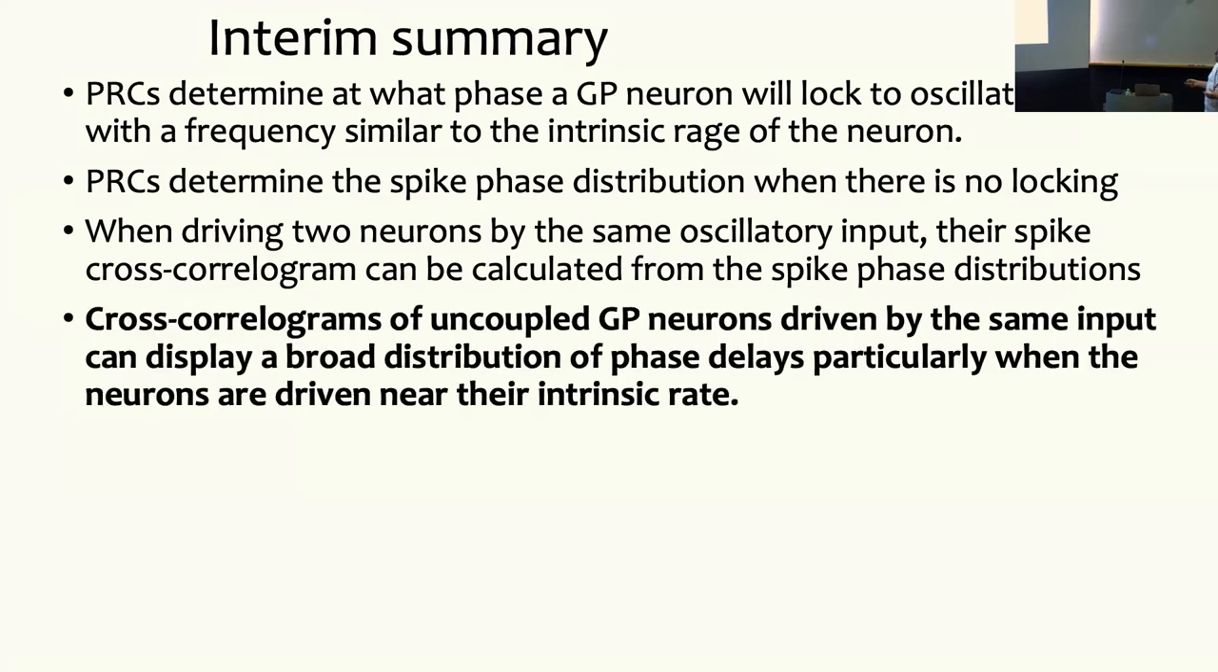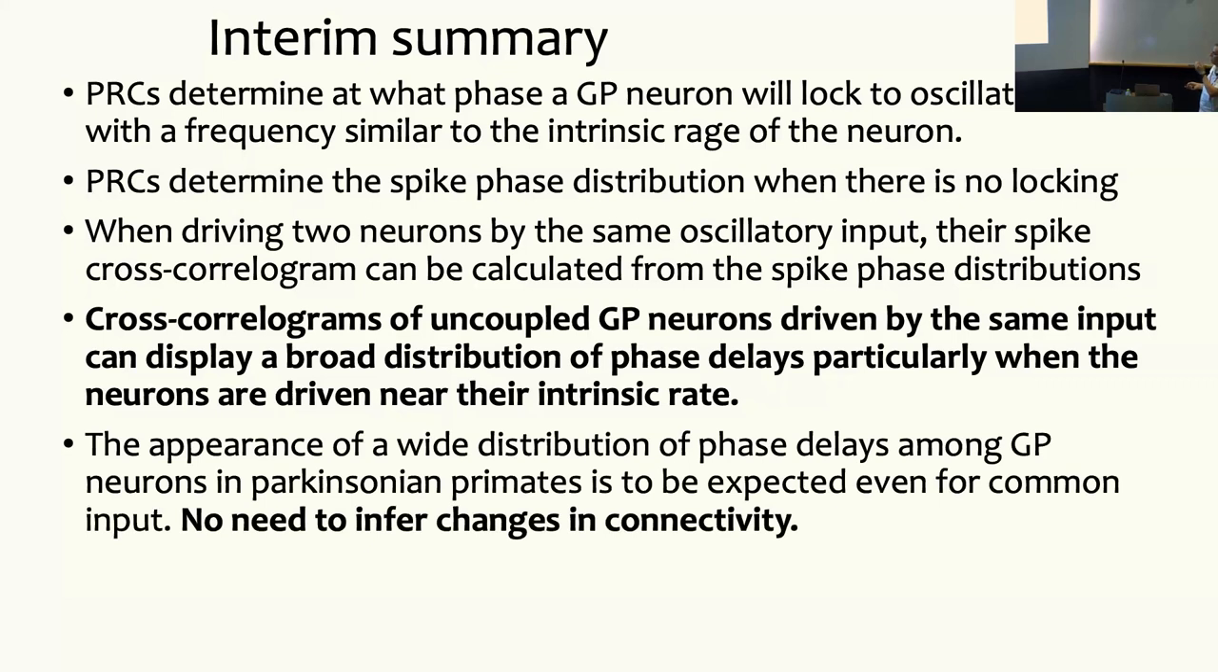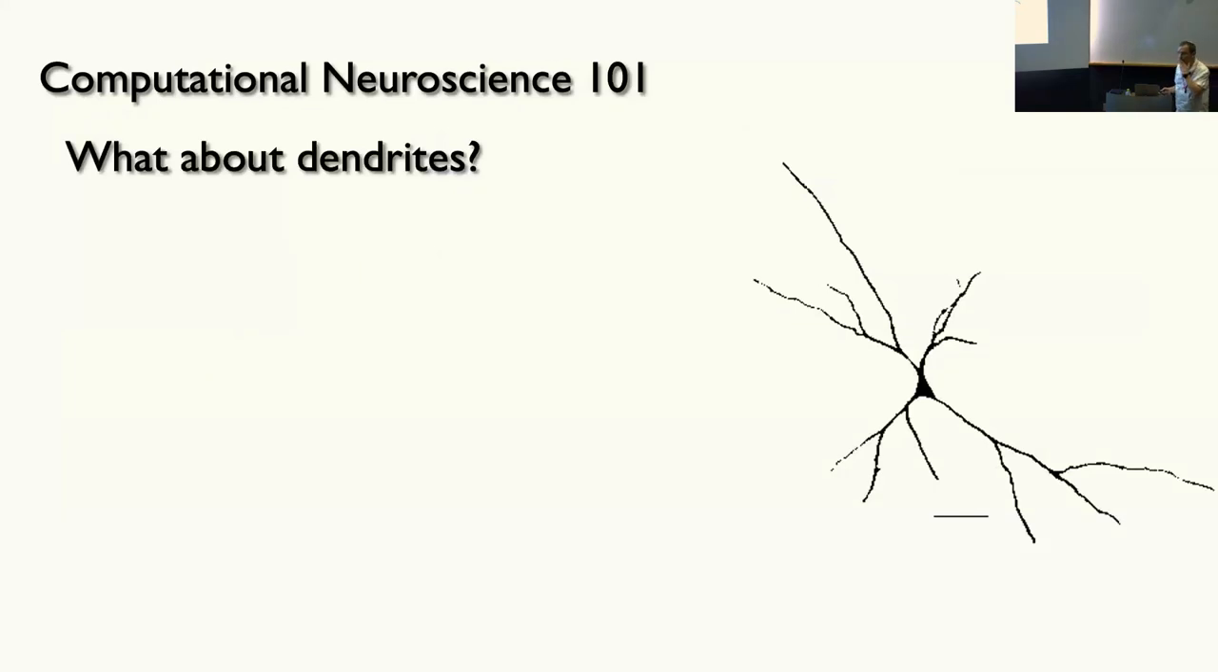And importantly, the cross correlograms of uncoupled GP neurons, because they're recorded on different days and different grains, but driven by the same input, can display a broad distribution of phase delays, particularly when they're driven near their intrinsic frequency. And we think that this could explain the appearance of a wide distribution of phase delays among GP neurons in Parkinsonian primates. It is to be expected even for common input, and by Occam's razor, we don't need to infer changes in connectivity. So that's sort of the main part of the talk.